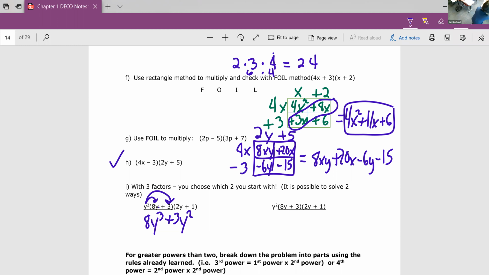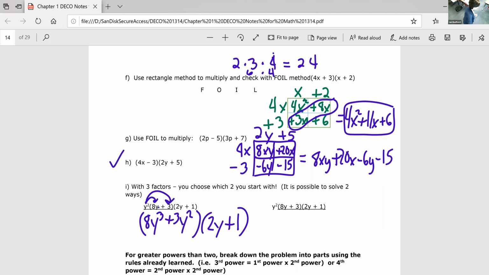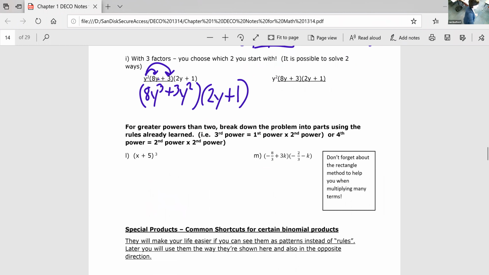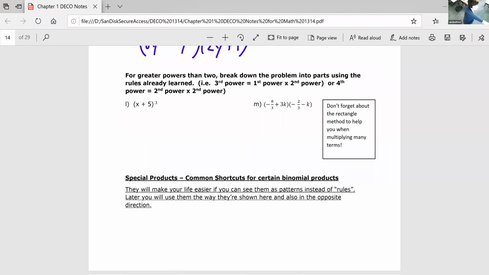Same thing here. You don't multiply the y squared times both of the parentheses. You only pick two factors, just like 2 times 3. Multiply those together and then take that answer times the other leftover factor you hadn't used yet. And then you could draw yourself your box and multiply that out. Does that make sense? That's just a word of caution. If you had more than 2 factors, then make sure you multiply 2 of them together and then don't touch the third one until you get to the end.